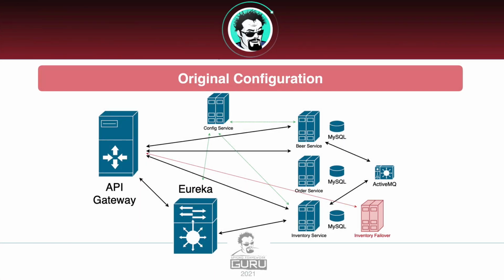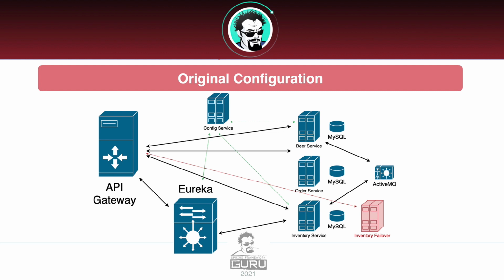So in the original configuration, this was designed for a non-Kubernetes environment, kind of a generic environment that we set up. We are using Spring Cloud Gateway in front of the services, Eureka for service discovery, Spring Cloud Config for configuration services.